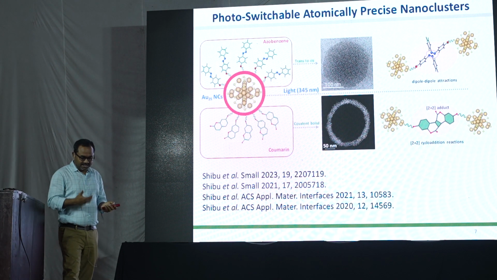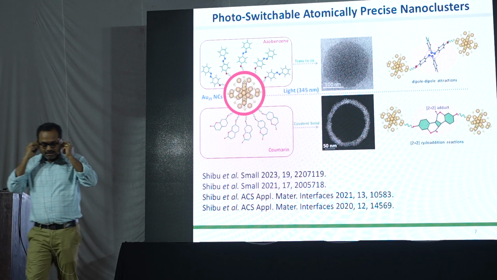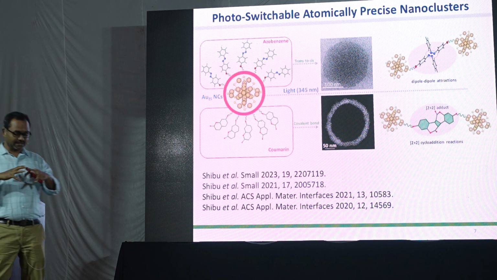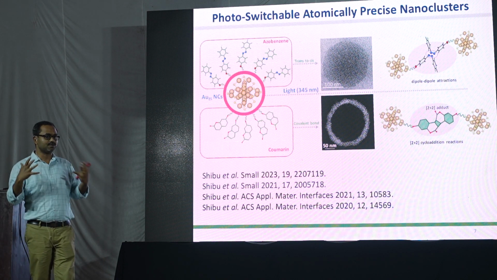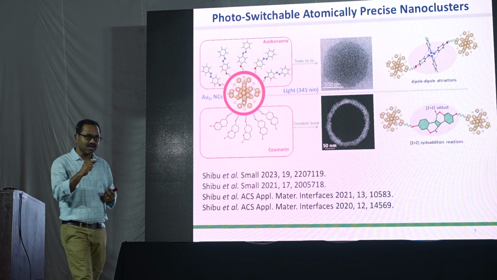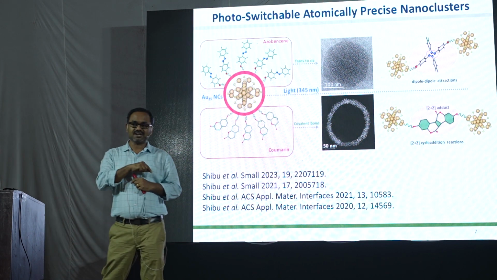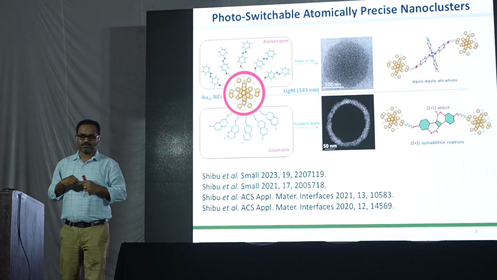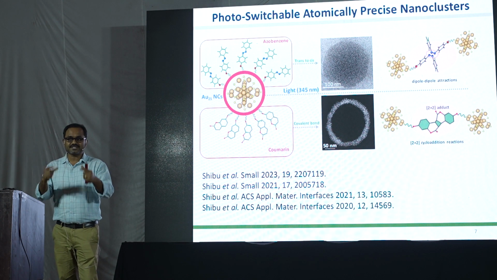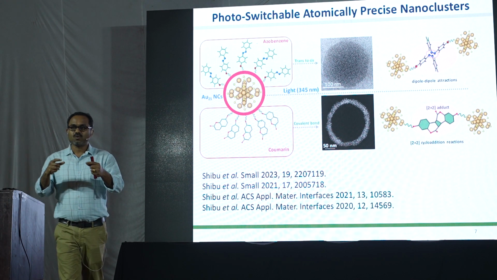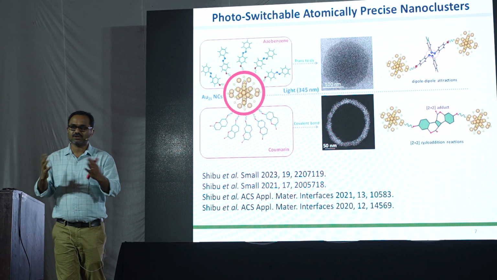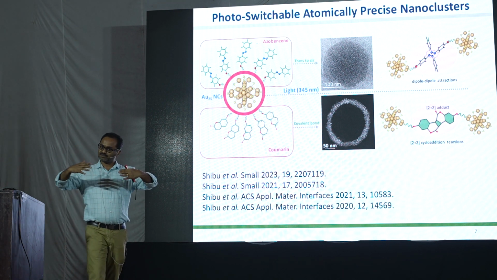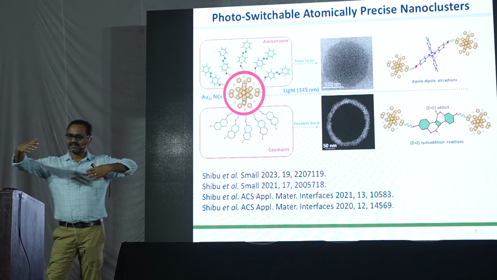So in my group, we are working to assemble or create these architectures, these beautiful superstructures, by means of light. Why did we select light? Because if you select light-absorbing chromophores, based on the photophysical properties of these molecules, we can switch them. We know that we can switch these molecules. For example, if you take an azobenzene, in the presence of a particular wavelength of light, it will be in the trans geometry.